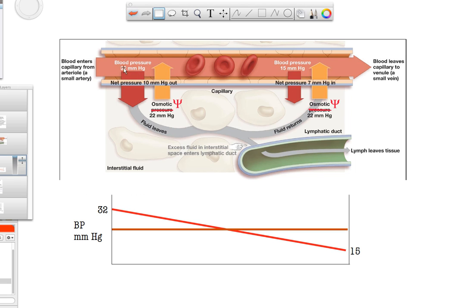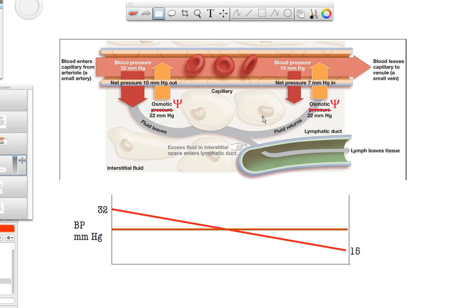Now, this is the difference in pressure, notice, across this membrane. So the interstitial fluid pressure is essentially zero, and so the blood pressure is the difference in pressure across the membrane. So this is a difference. 32 when the blood is entering the vessel, 15 right there when it's exiting the vessel. The osmotic potential doesn't change all the way across. That difference in osmotic potential is what that really is.